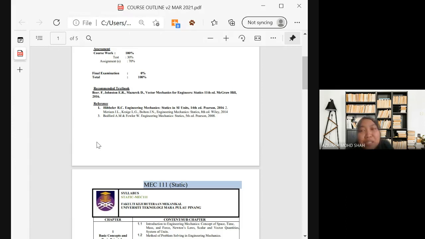Kalau Beer ni, buku Beer dia banyak shortcut. Dia tak ada explain certain thing, dia assume you know. Hibler dia ada explain lebih sikit. Itu je lah. So if you want to use Beer is okay, Hibler is okay. Nak guna nota slide pun boleh, tapi make sure in the class you pay attention, sebab kalau tertinggal lah.